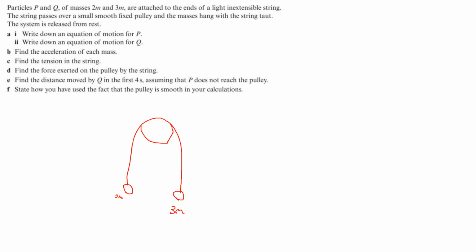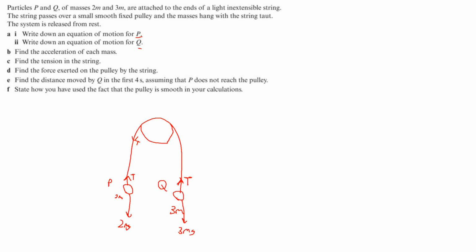Anyways, write down the equation for the motion of P and Q. Okay, this is P and this is Q. For both masses, the tension would be going like this. But because we're on a pulley, this changes the direction, so the T is actually going to be here. And then this will be 2mg, and this will be 3mg.